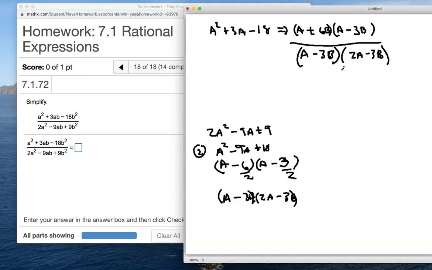And I hope something cancels. You could do all this work and not have anything cancel, in which case you did all that work for nothing. They won't be that mean in Algebra 2. There's going to be a treasure at the end of all your work. So here's my treasure. Cancel this guy and this guy. And what's left over is a plus 6b divided by 2a minus 3b. Boy, I hope that's right.